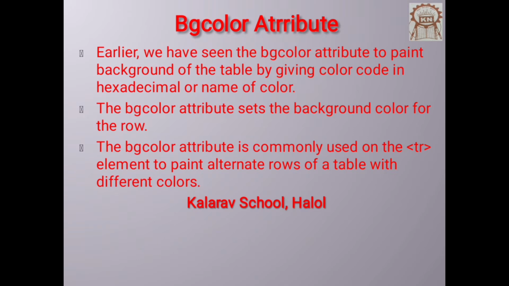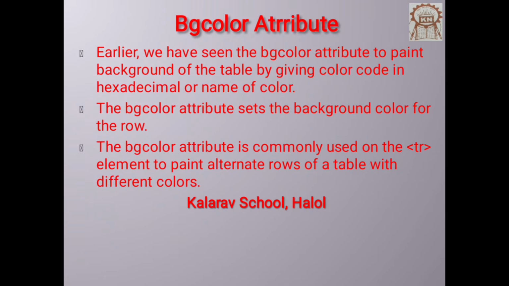Earlier we have seen the BG color attribute to paint the background of the table by giving a color code in hexadecimal or the name of a color. The BG color attribute sets the background color for the row. The BG color attribute is commonly used on the TR element to paint alternate rows of a table with different colors.